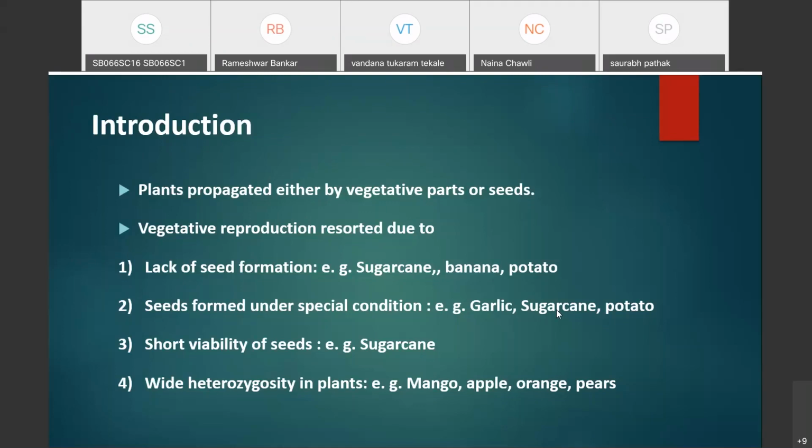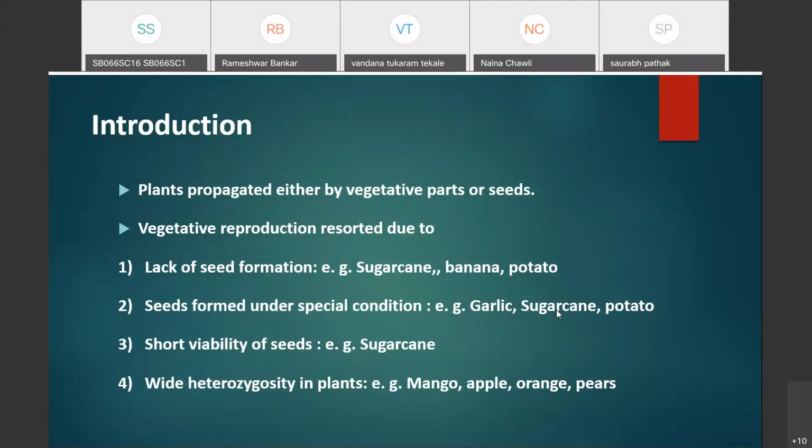Okay, all you know that plants are propagated either by vegetative parts or seeds. Then what is the reason that in some of the plants we are not using their seeds and we are using certain vegetative parts for their propagation? Okay, there are various reasons, of which these four are the most important that we are discussing here.